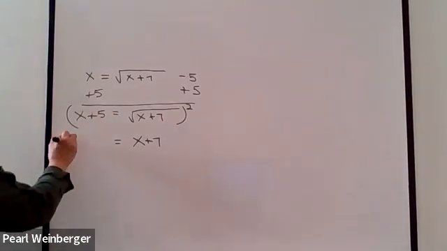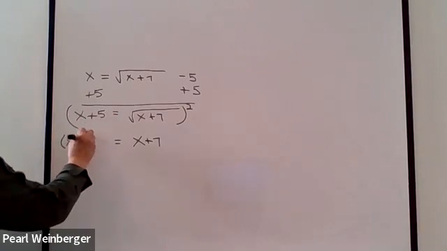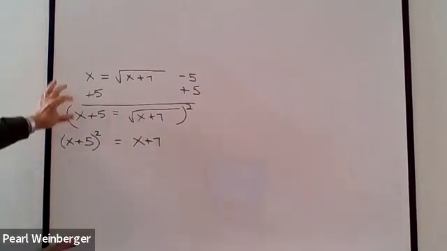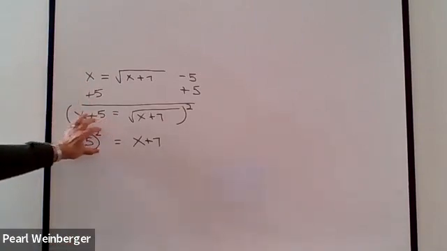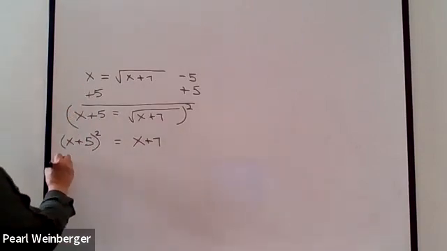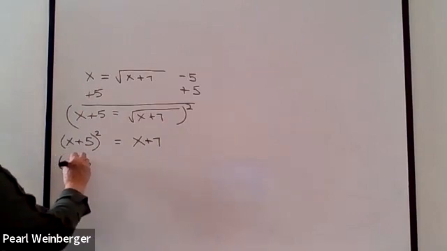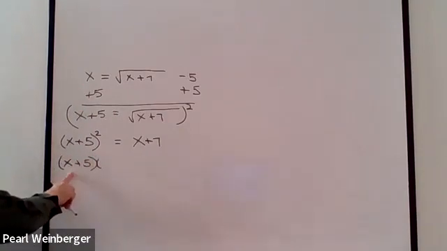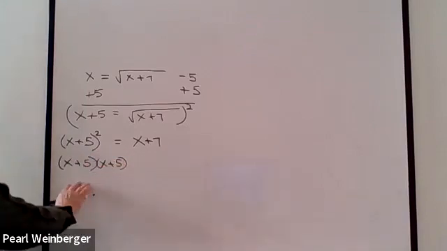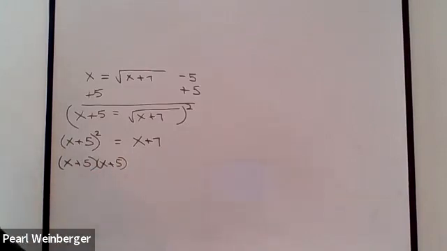On this side, I have to do x plus 5 squared. Now notice I wrote this out because I can't just do the x squared and the 5 squared. This is a whole unit, x plus 5. I have to do x plus 5 times itself. In other words, I have to multiply the binomial x plus 5 by itself using FOIL because it's a binomial times a binomial.